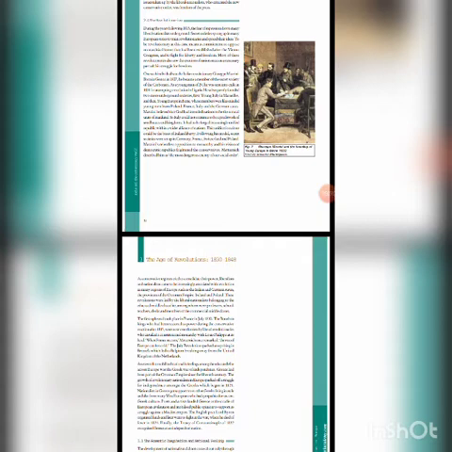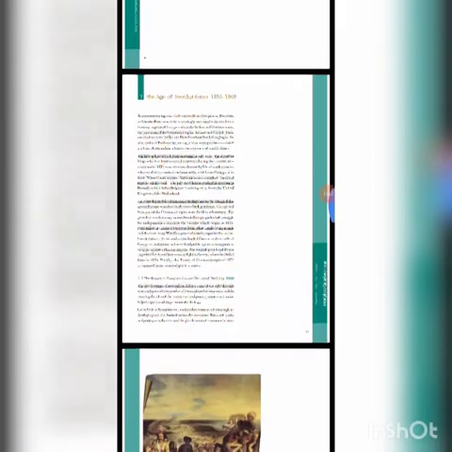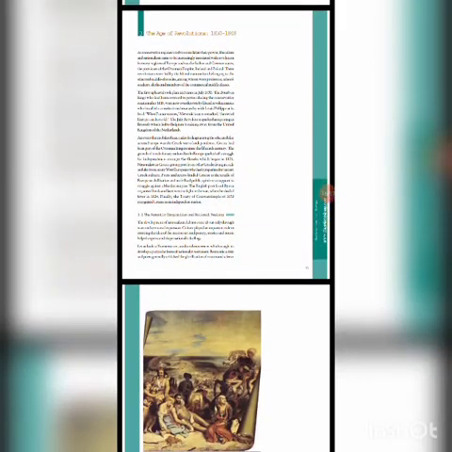Now, the age of revolutions, 1830 to 1848. As conservative regimes tried to consolidate their power, liberalism and nationalism came to be increasingly associated with revolution in many regions of Europe, such as the Italian and German states, the provinces of the Ottoman Empire, Ireland, and Poland. When France sneezes, Metternich once remarked, the rest of Europe catches cold.